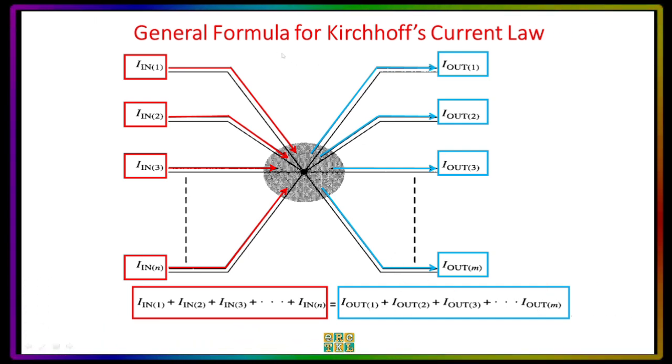So this is the general formula for Kirchhoff's current law. And they don't even need to be equal in terms of how many currents are going in and how many currents are going out. What we're talking about here is that the sum of the current in and the sum of the current out will always be equal.